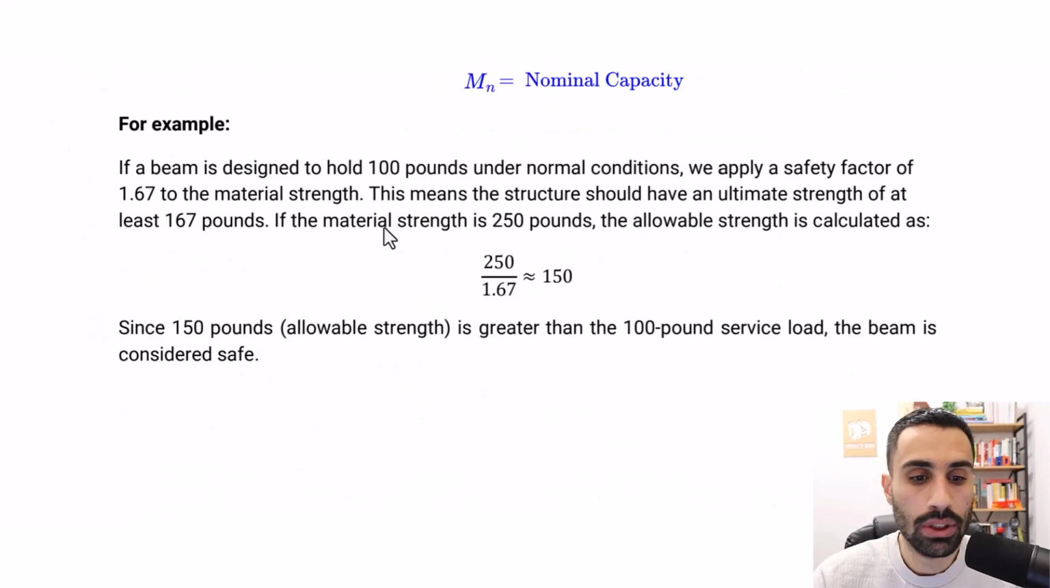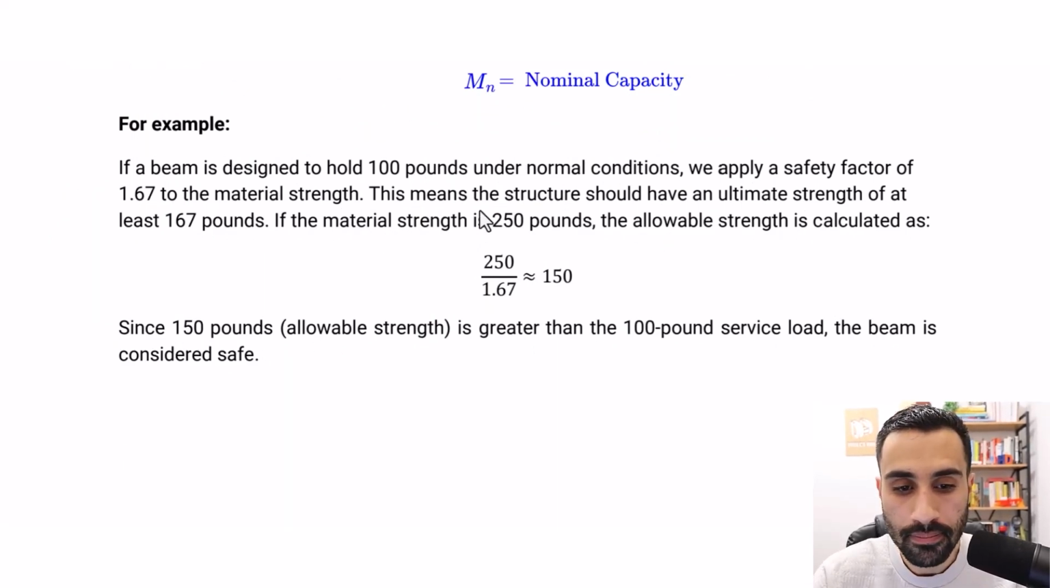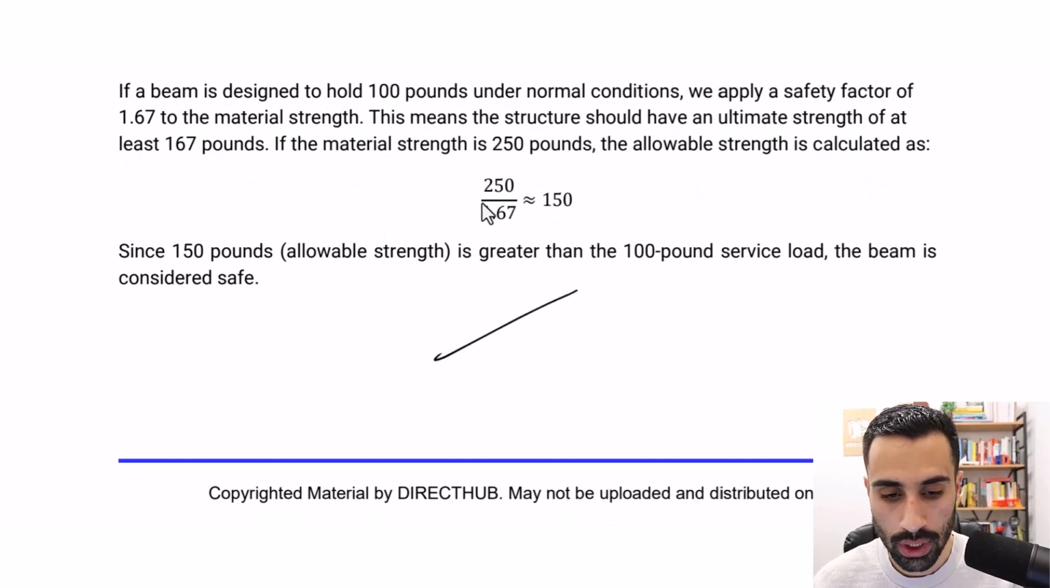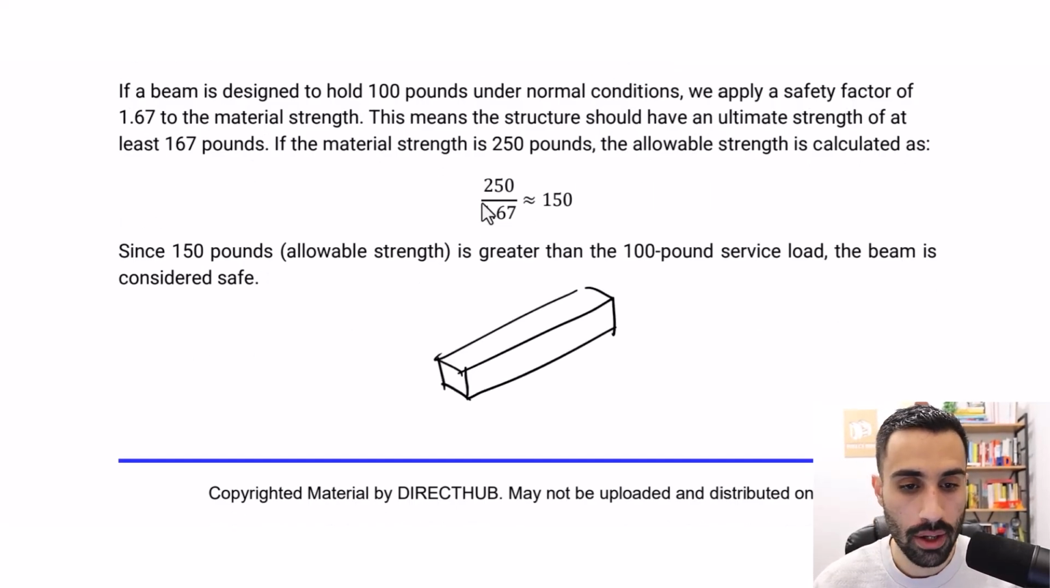Now, here is another example. It's the same beam. So let's say we have our beam, and we know under normal conditions, this beam is designed to hold that 100 pounds. So we want to apply a factor of safety of 1.67 to the material strength. So this means the structure should have an ultimate strength of 167 pounds when we apply the factor of safety. So the material strength is going to be 250 pounds.